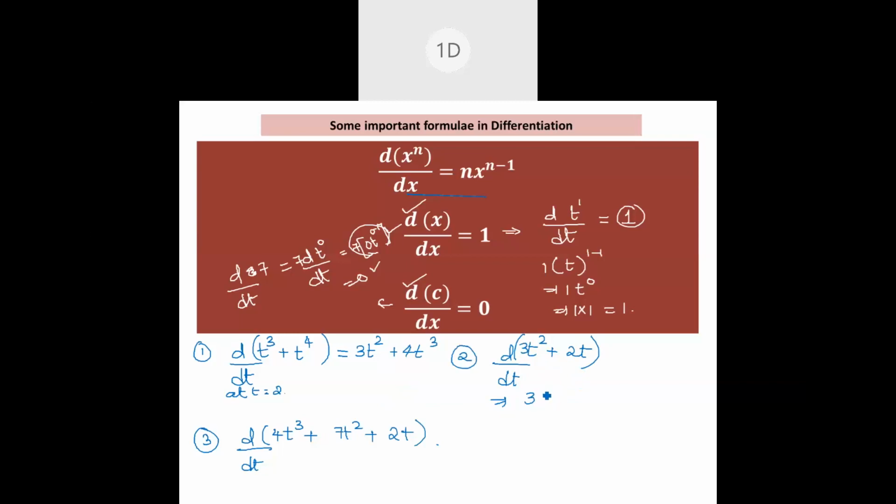So 3 is a constant, so take the 3 outside. Derivative of t square is 2t. How, ma'am? n into t power n minus 1, so 2 into t power 2 minus 1, that's nothing but 2t. Plus 2 into differentiation of t, second formula, 1. This becomes 6t plus 2. Anyone not understanding? Very good, Dilip.